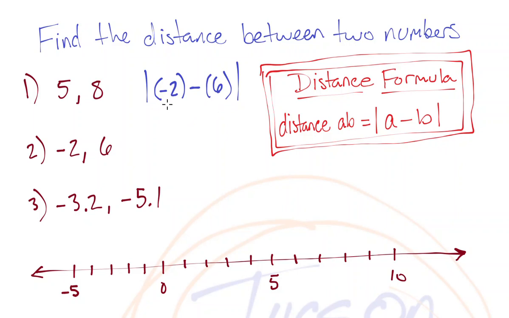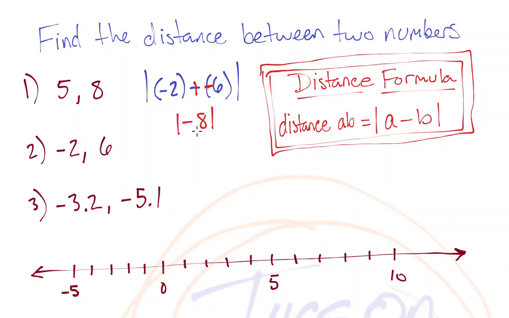All right, so the absolute value of -2 minus 6. Well, -2 minus 6 is the same as -2 plus -6, right? Oops, my negative sign didn't look very much like a negative sign. Okay, -2 plus -6. It's the same sign, so I'm adding two numbers that have the same sign. -2 plus -6 is -8.